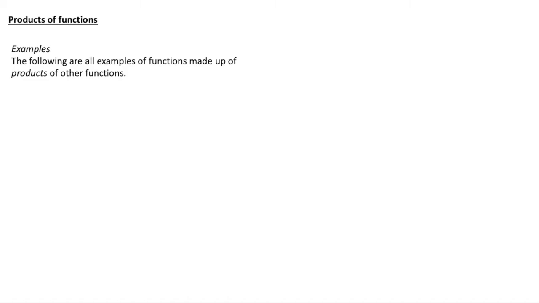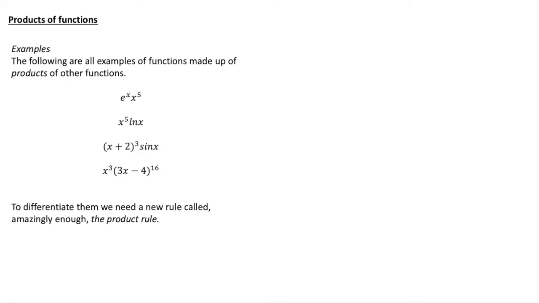So we're going to look at products of functions. First of all, we'll have a look at some examples: e to the x times x to the power of 5, x to the power of 5 times natural log of x, x cubed times sine x, and x cubed times (3x minus 4) to the power of 16. You'll notice in each case there is a times in the middle, hence they are products.